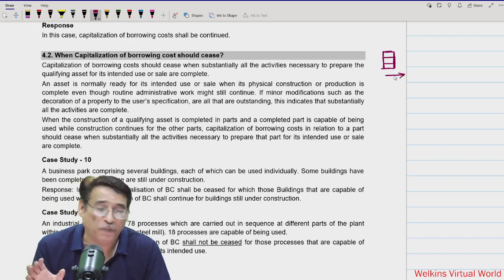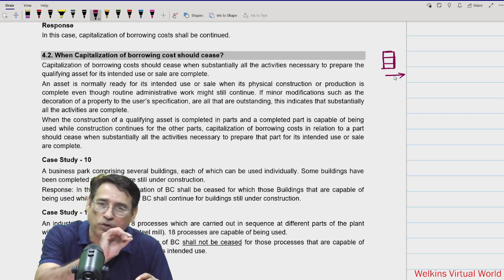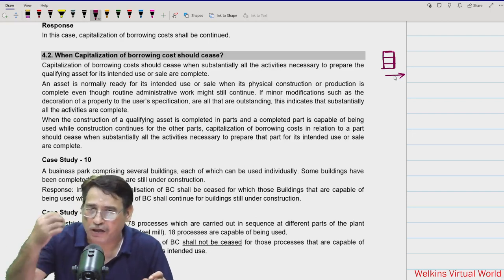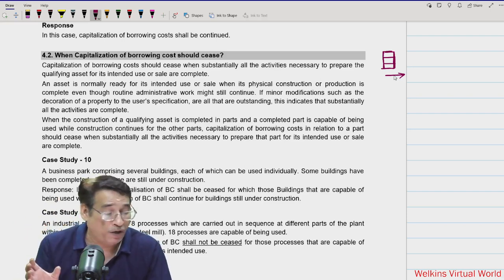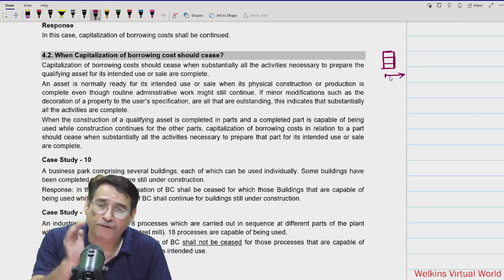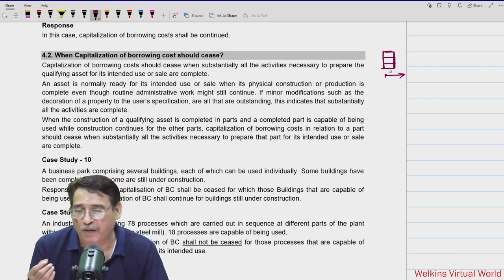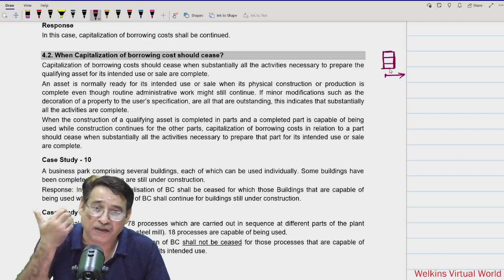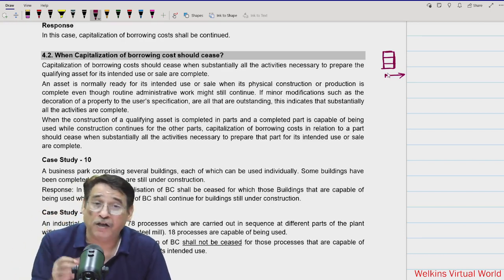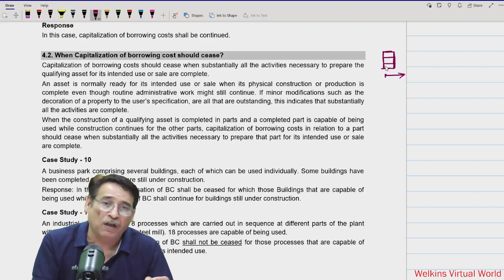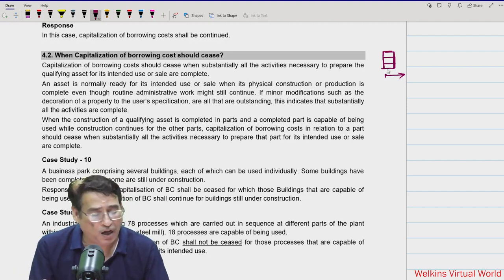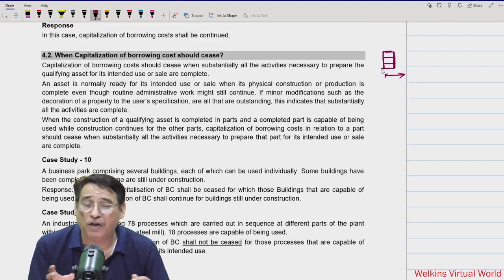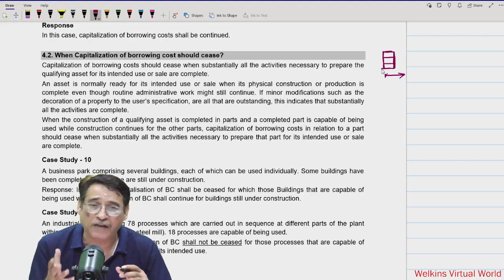So because this building has been completed, now we are going to cease, that means completely stop, the capitalization of borrowing cost. Once the building is complete, we are not going to capitalize the borrowing cost, because this asset has become qualified, it has become completed, and all the necessary activities to complete the asset are done. So after this particular date, we are not going to capitalize the borrowing cost.